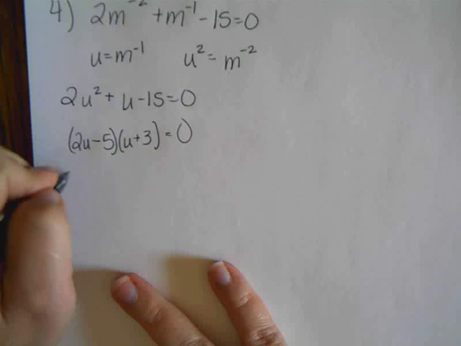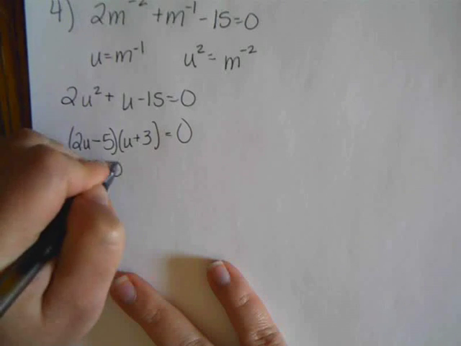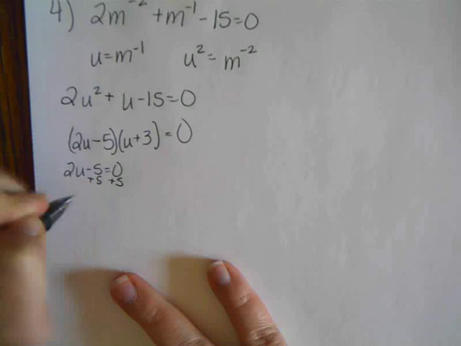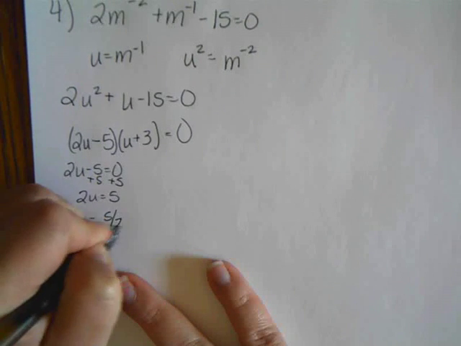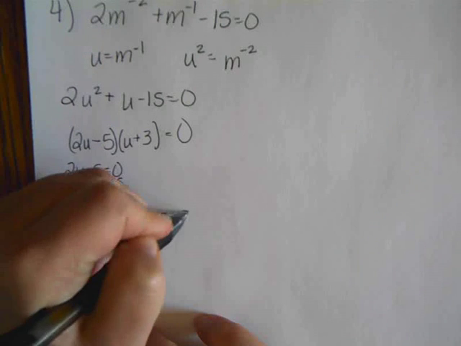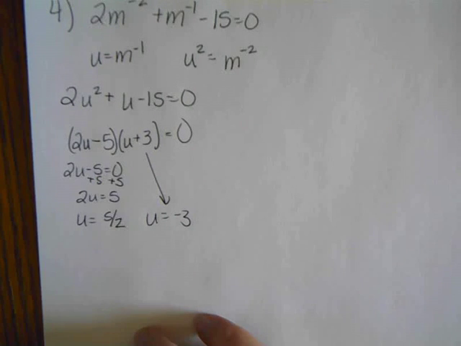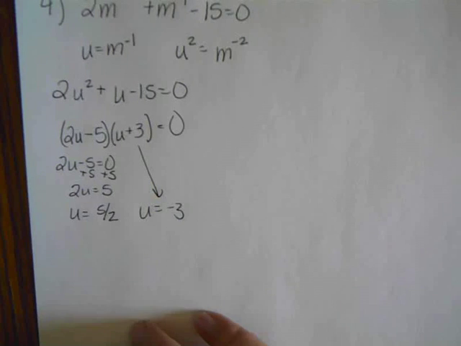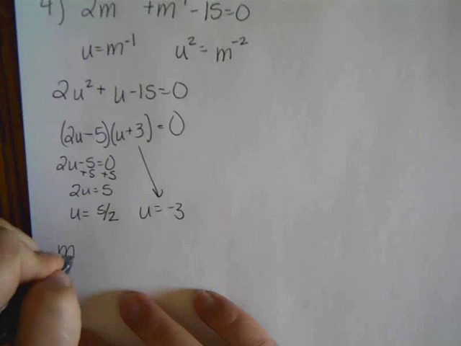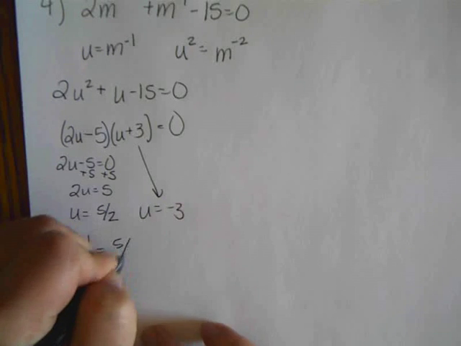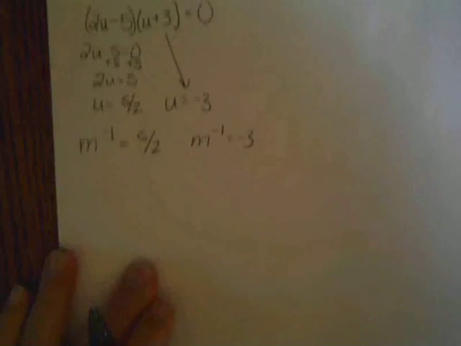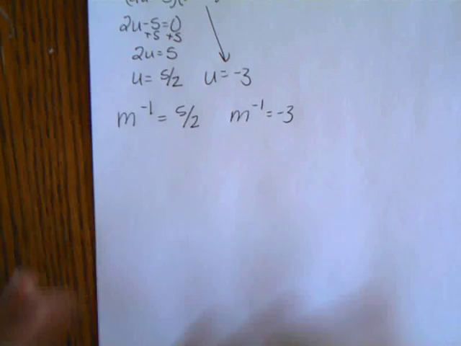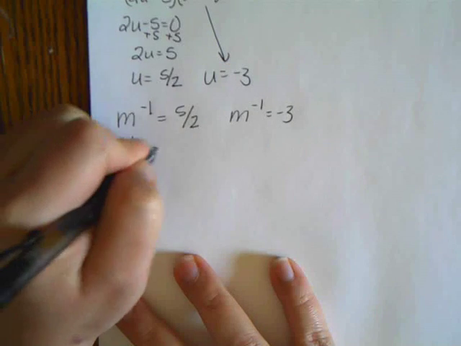Okay, so 2u minus 5 equals 0. I'm just showing my steps for you here. U equals 5 halves, and u equals -3. You shouldn't need to see that step. But again, u isn't what I want. M is. U is m to the -1 equals 5 halves, and m to the -1 equals -3. Now don't forget that m to the -1 is really 1 over m.